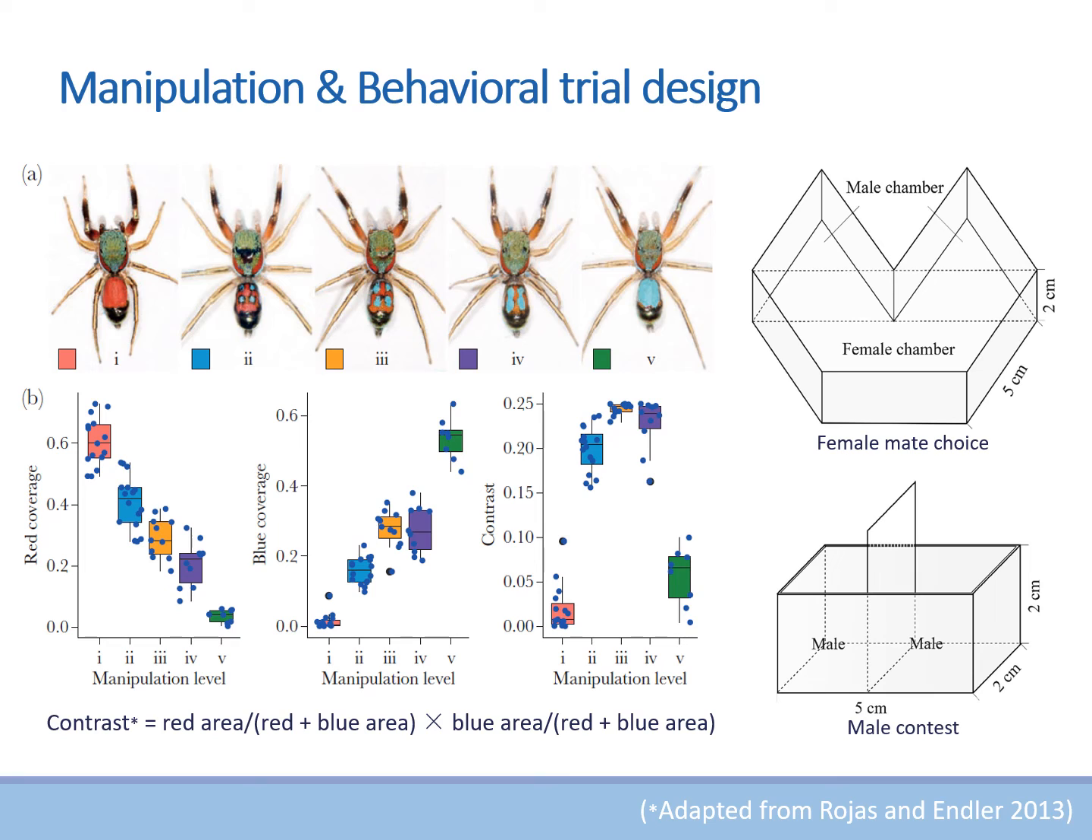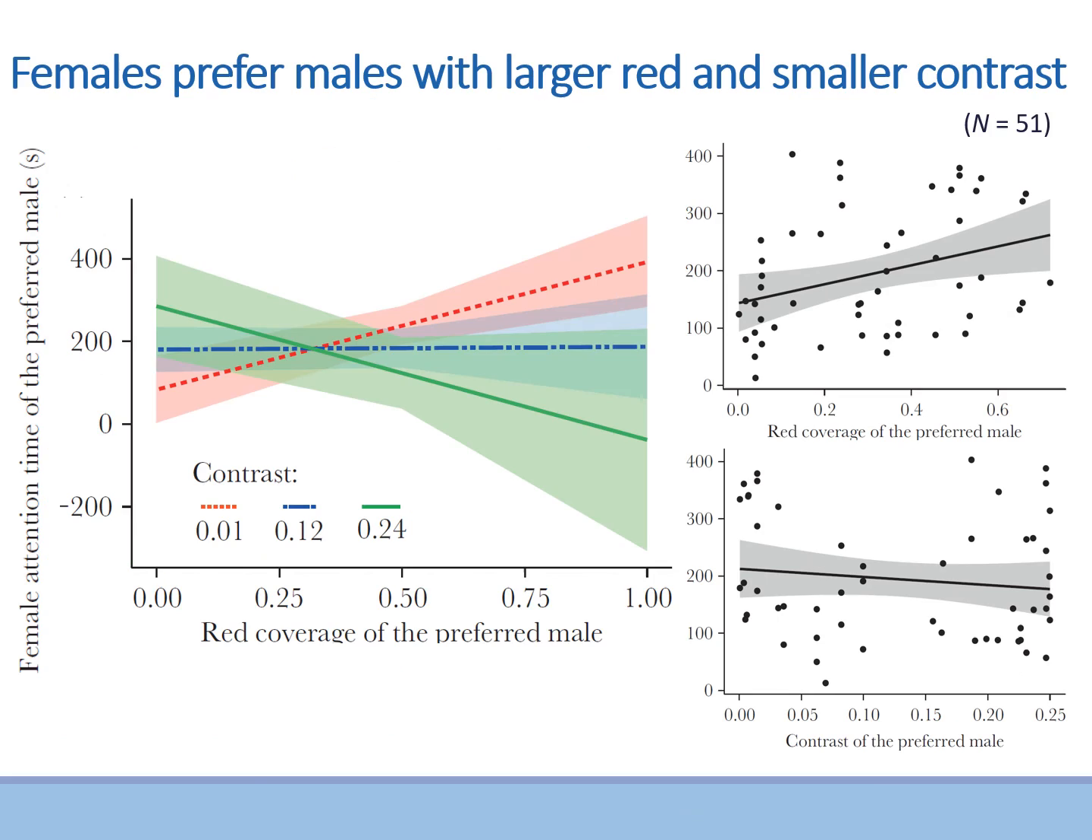We then involved the manipulated male spiders in both female mate choice, where the female is offered the choice of 2 males, and male-male competition, where 2 males are put together for their contest, to investigate the role of color pattern in males of this species. In further data analysis, we only include red coverage and contrast, as blue coverage was strongly negatively correlated with red coverage. We recorded female attention time as the approximation of female interest in males. We constructed multiple models with different predictors. We selected the best model where red coverage and contrast jointly predict female interest. So females prefer males with larger red coverage and small contrast the most.